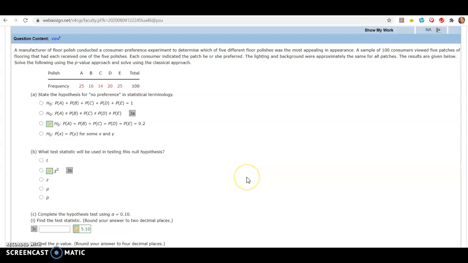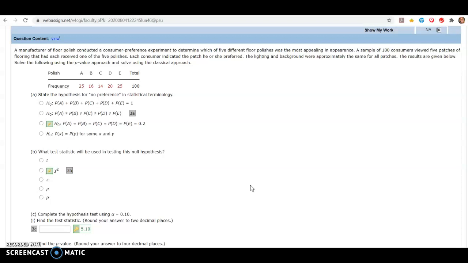In Lesson 11.2, we're going to be learning about how to conduct a chi-square goodness of fit test. Our book refers to this as a multinomial experiment. And so I want to show you how you can go about conducting this test using Minitab. It's really quite simple.